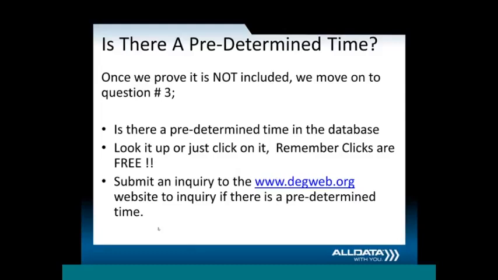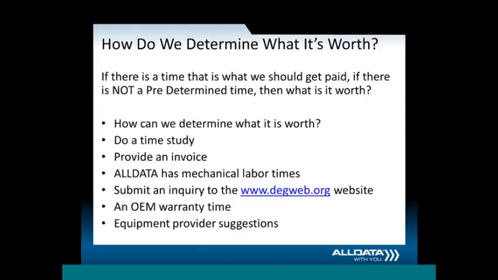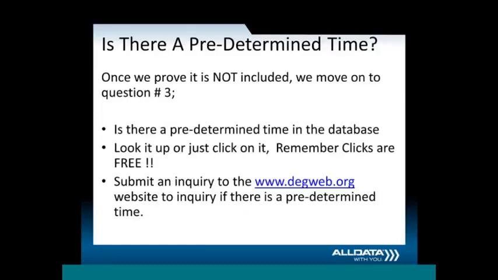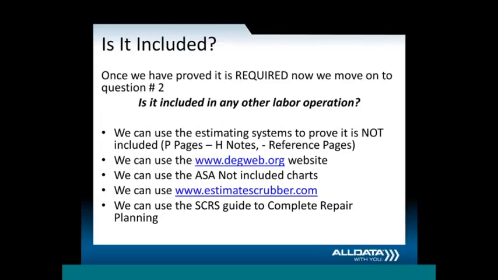And if there's not, then we go to question number 4, which is, how do we determine what it's worth, if there's a time that we need to do it? Now remember that the minimum time is 0.1 hours. So if there's not a predetermined time for it, how do we determine what it's worth? Well, we can do a time study. We can provide an invoice for what it's worth. We can also use All Data for the mechanical labor times. Again, we can submit a predetermined time to degweb.org.